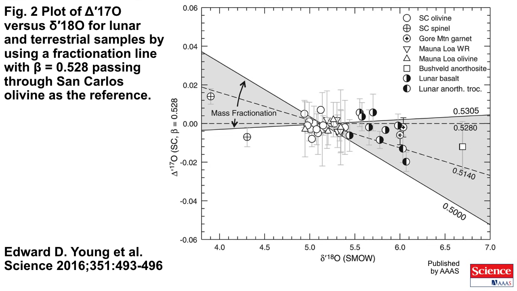Now, all the white symbols, these ones up here, those are Earth rocks. This one says SC olivine. Olivine is a mineral. SC stands for a place on Earth out in Arizona. All these things down here, see that? Mauna Loa, Bushveld, anorthosite. That's down in South Africa.